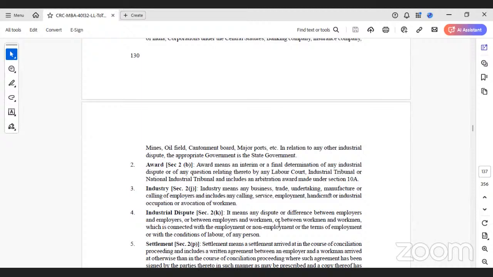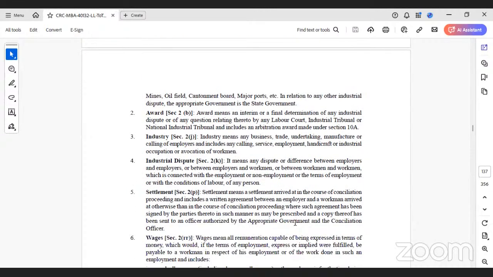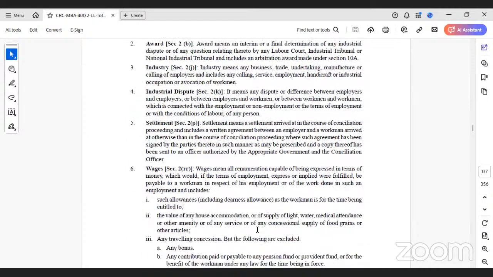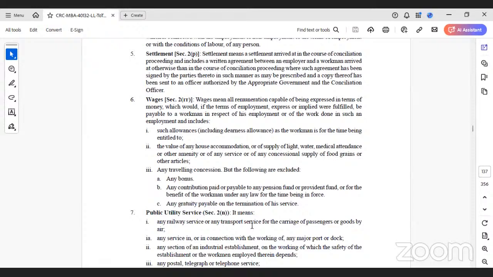And this difference is connected with the employment and sometimes the non-employment; in terms of employment conditions, the dispute might be prevalent. And what is settlement? Settlement means arriving at a conclusion, a decision, some kind of a conciliation wherein both the parties will try to win something and lose something. And wages are the remuneration which is payable to the workers, and such allowances including DA as the workman is entitled to, and the value of any house accommodation or supply of light, water, medical attendance or any other amenity or service at a concessional supplying rate.